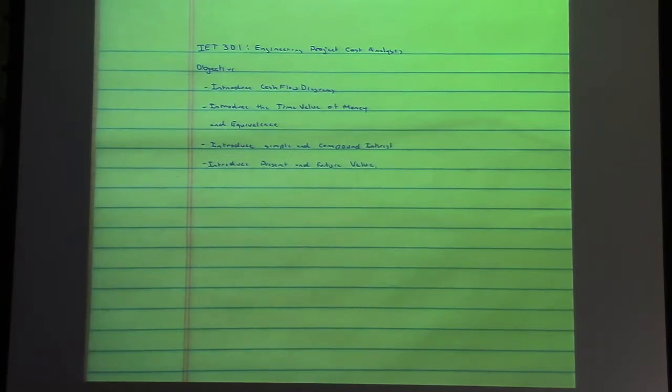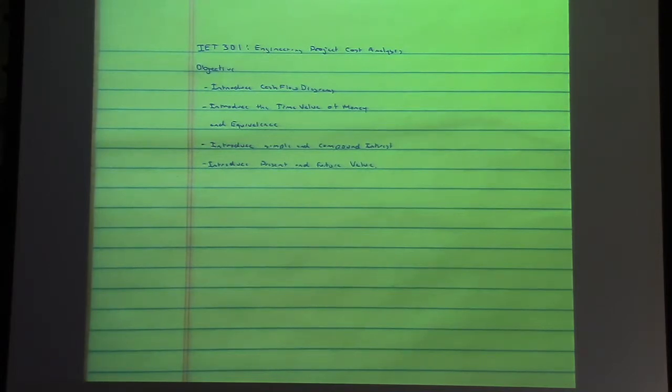So what we're going to do in this video is introduce these cash flow diagrams. Then we're going to go in and introduce the time value of money and what it means to be equivalent. When we finish that up, we're going to introduce simple and compound interest. For the majority of us, this will be a review of what we saw in pre-calculus. These same concepts are introduced here, but in a slightly more financial sense.